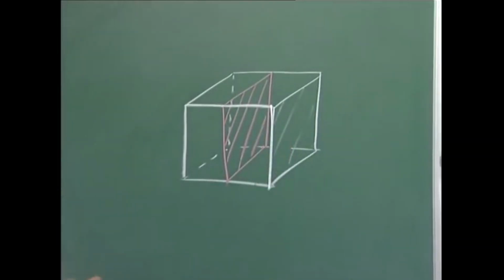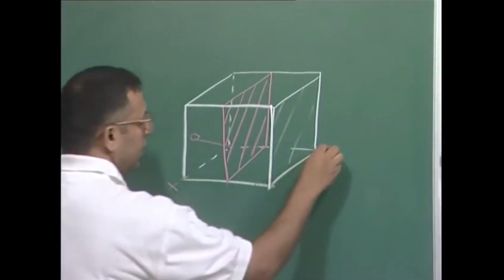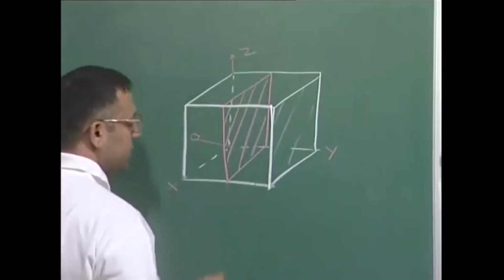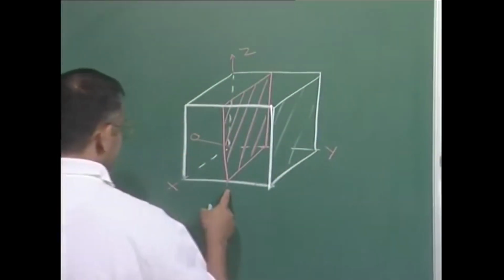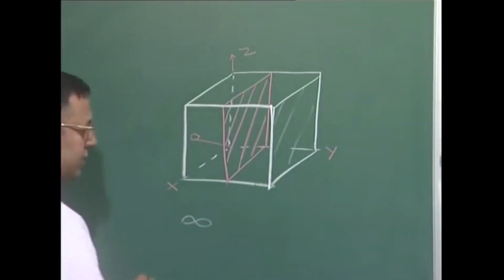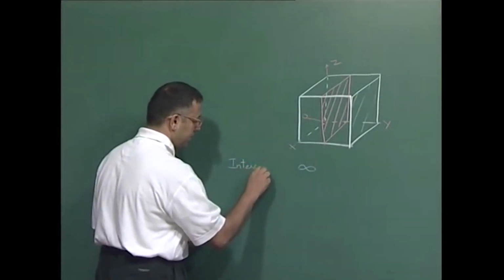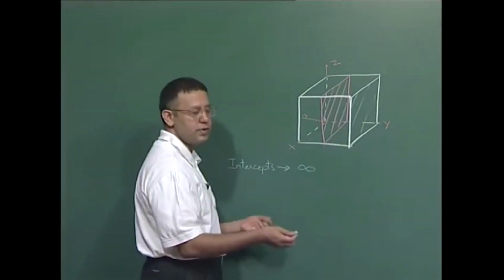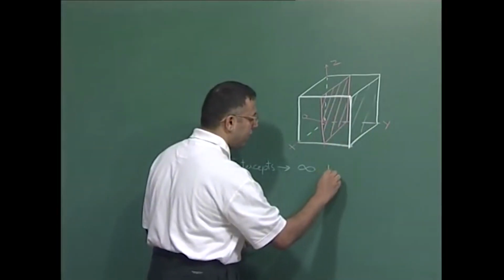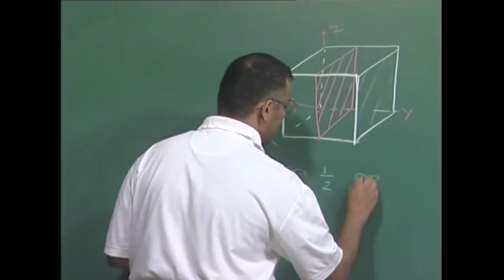So in other words, if this were my origin, this point inside is my origin, and now my intercepts along, this is my x axis, this is my y axis, and this is my z axis. So my intercept for this plane along the x axis will be infinity, it will never intersect the x axis. Along the y axis, I will write down my intercepts. The intercept along the y axis is half, because I have considered this at the middle of the edge for simplicity. It could of course reside anywhere in the edge, so I will write half for simplicity. It also never intercepts the z axis, so my intercept along the z axis would be infinity.